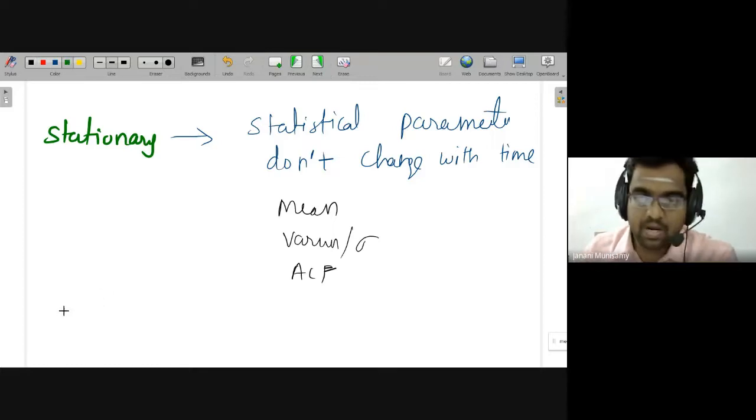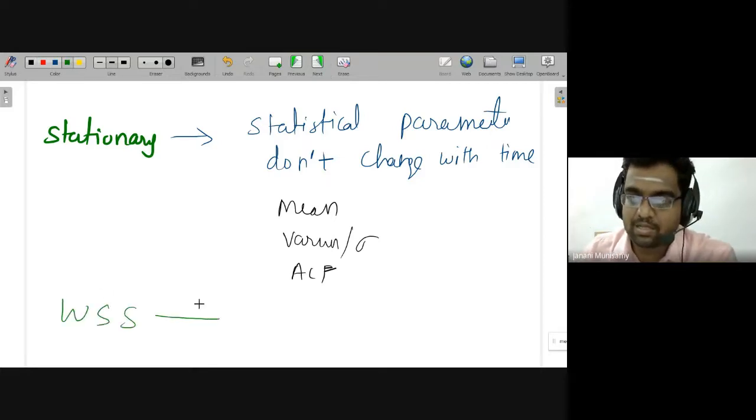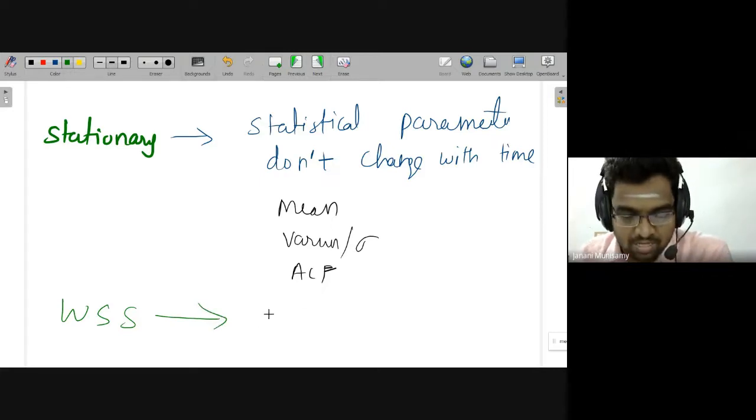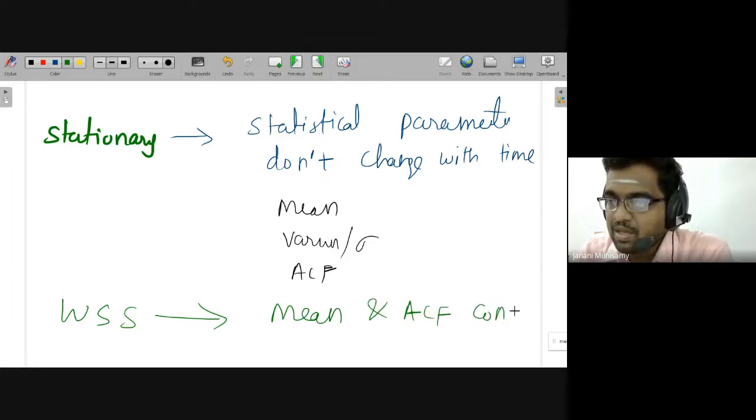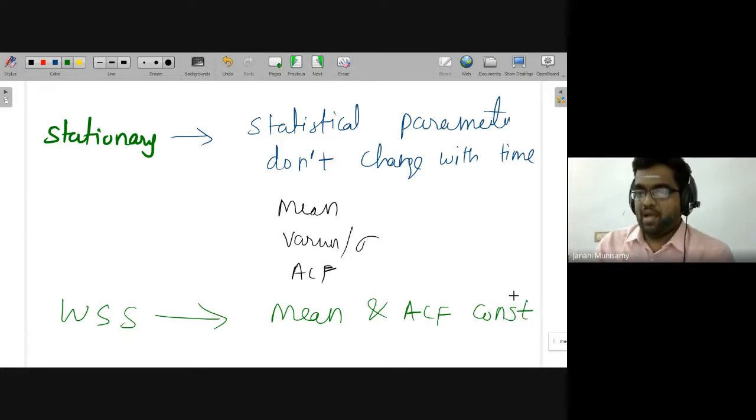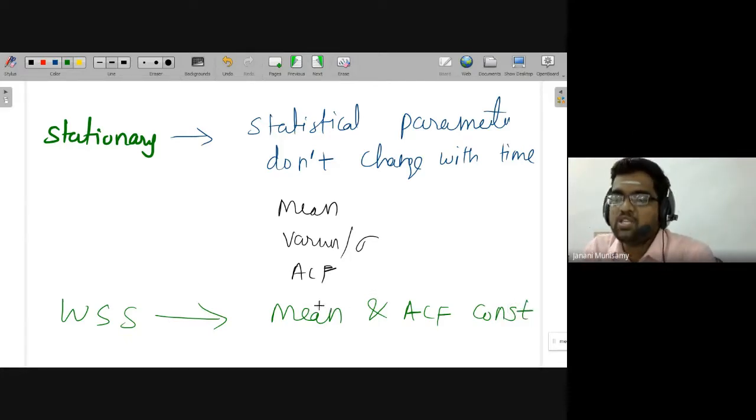Then what is the WSS, wide sense stationary random process? In case of a wide sense stationary random process, only the mean and autocorrelation function are constant, that means independent of time. So only two parameters. If these two parameters are constant, I'm not worried about other parameters, the nth order moments and the remaining parameters. If these two are constant, the other parameters may be varying, and that process is called a wide sense stationary random process.